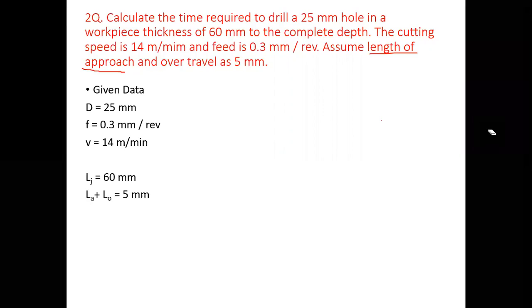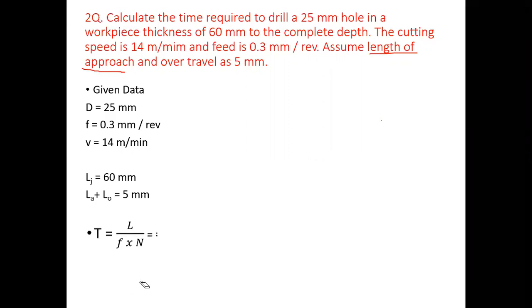Also given are the length of approach as well as over travel, assumed together as 5 mm, right? So the total length of operation is the workpiece length plus approach as well as over travel, which comes to 65 mm. Now, what is the question asking? Calculate the time, right? They're asking to calculate the time.